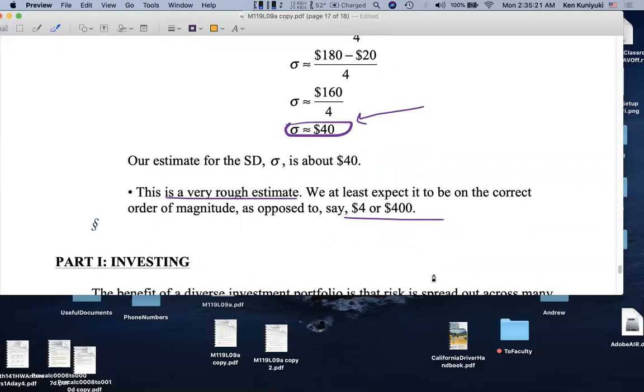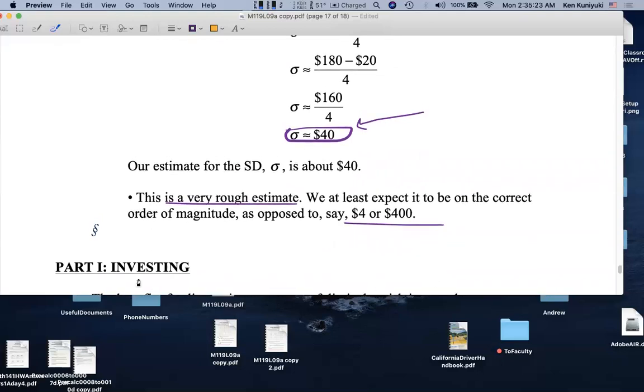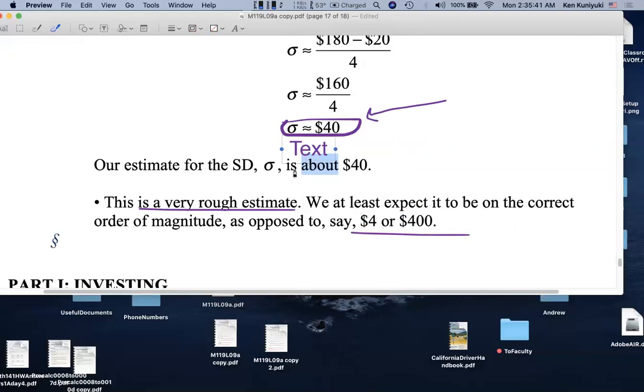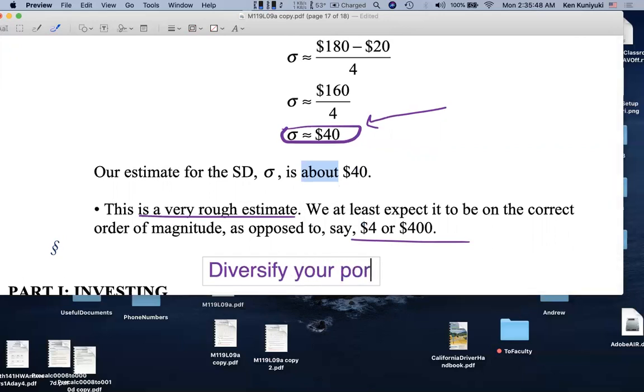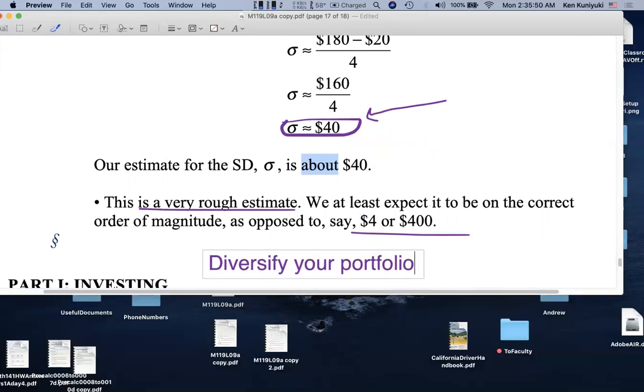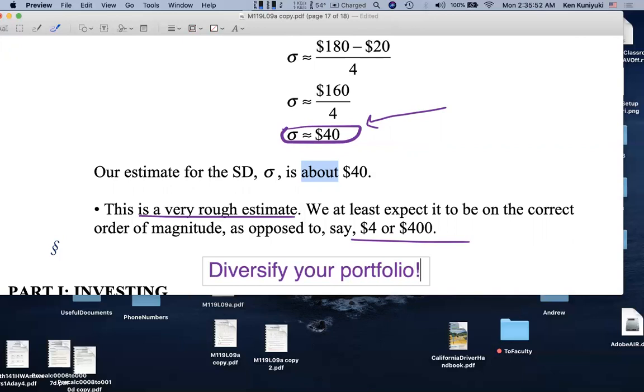One final comment about standard deviation. Investing. What do most investors and investment firms suggest that you do with your investment portfolio? They usually suggest that you diversify your portfolio. And what does that mean? What does it mean to diversify your portfolio?